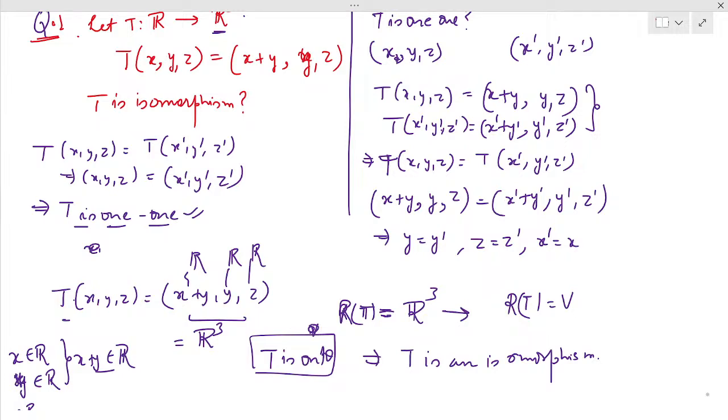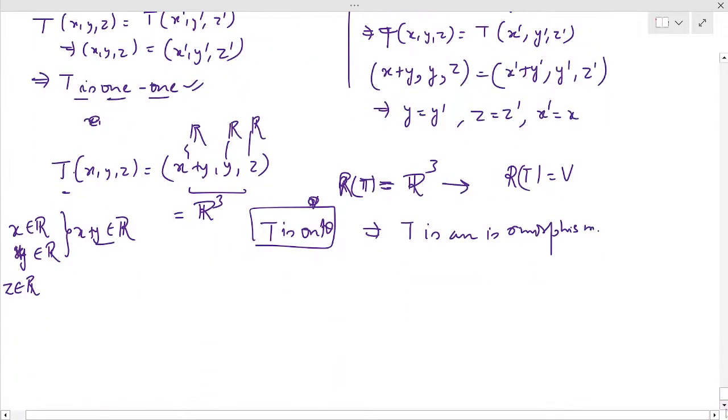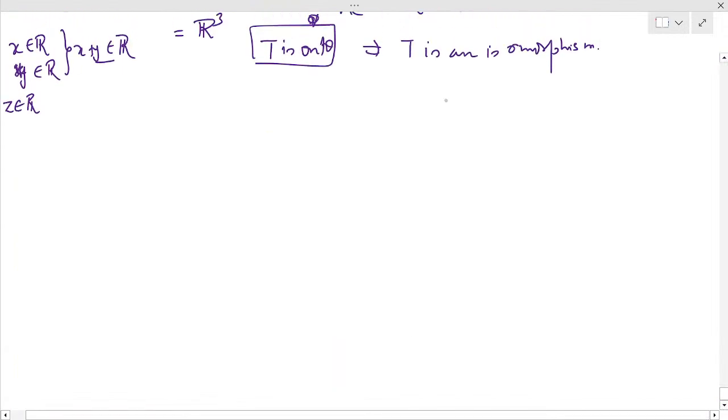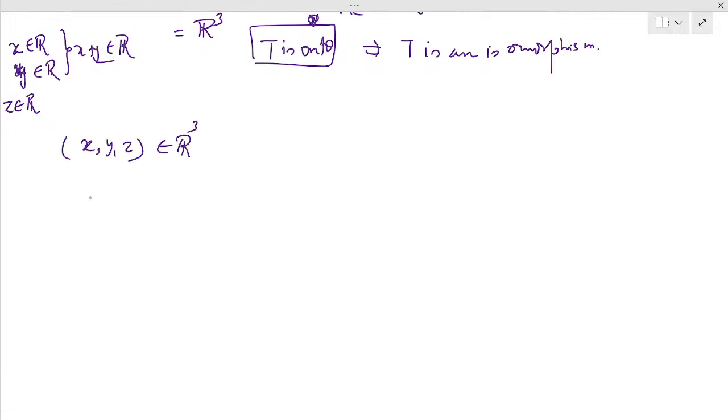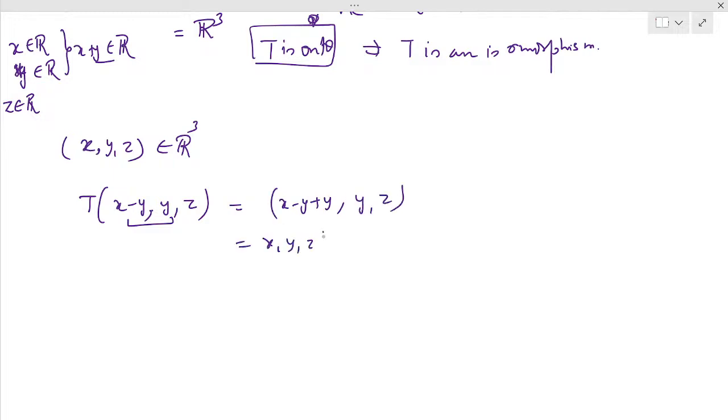Okay, so this is one thing. Also, you can say that if I want to write any xyz belonging to R cube, all I need to do is take the image of x minus y, comma z. See, if I take the image of x minus y, comma z, what do I get? I'll simply get x minus y plus y, comma z. So I'm going to get x, y, z, which belongs to R cube. So if I want to generate any x, y, z, all I need to do is this.